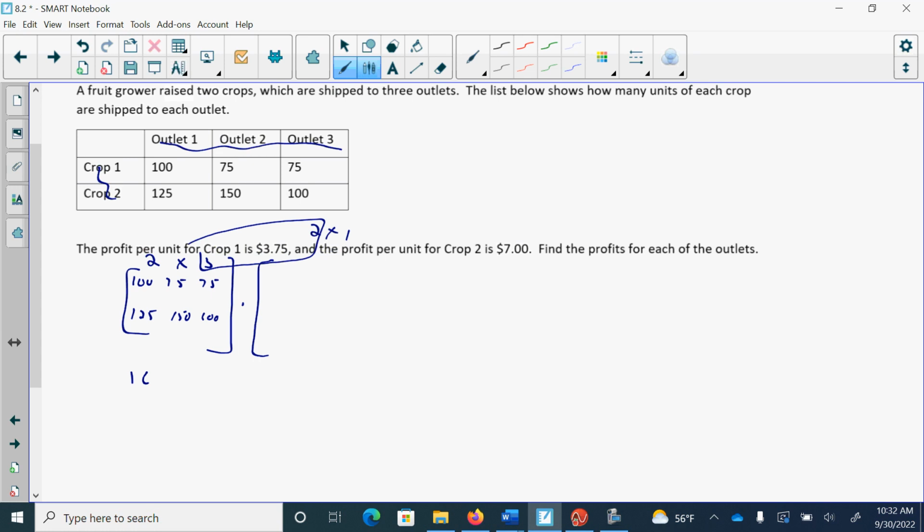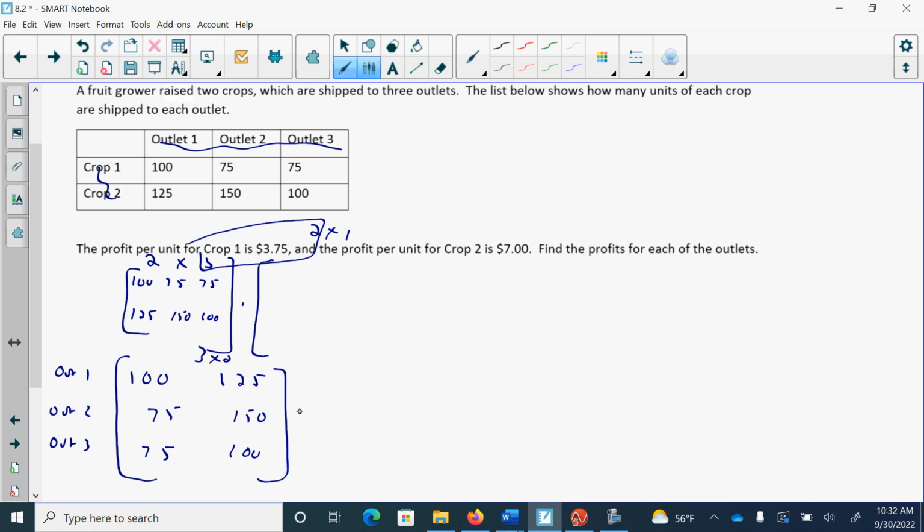Can I do like 100, 125? Because now I'm doing outlet 1. Does that make sense? And then this will be outlet 2, outlet 3. I have to keep them together, right? 75, 150, and then 75 again, 100. So now I wrote this as a 3 by 2.